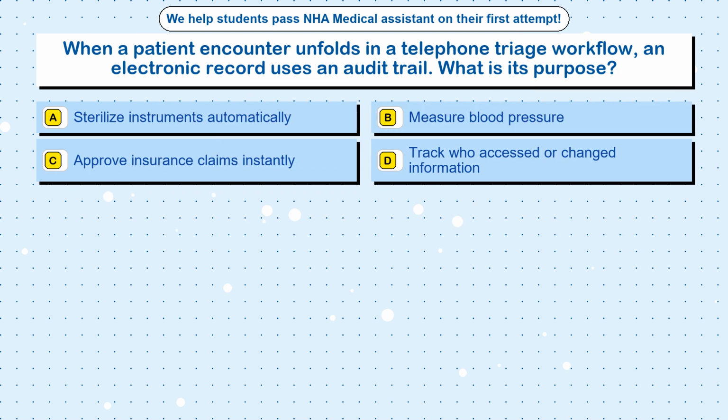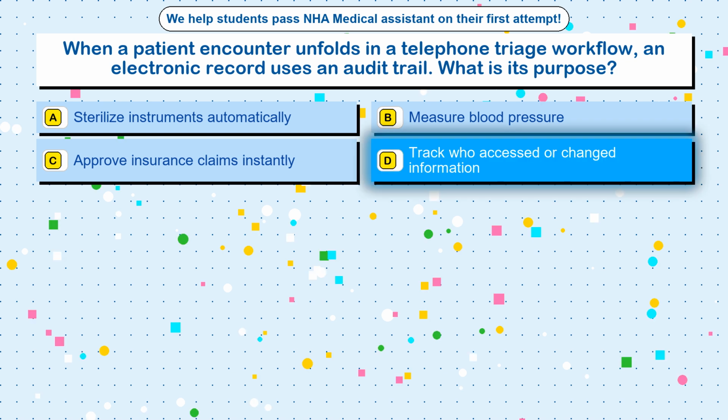Question 92. When a patient encounter unfolds in a telephone triage workflow, an electronic record uses an audit trail. What is its purpose? Option A. Sterilize instruments automatically. Option B. Measure blood pressure. Option C. Approve insurance claims instantly. Option D. Track who accessed or changed information. The correct answer is option D.